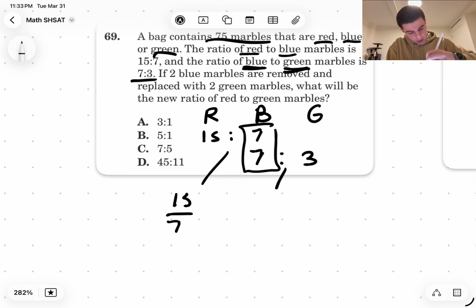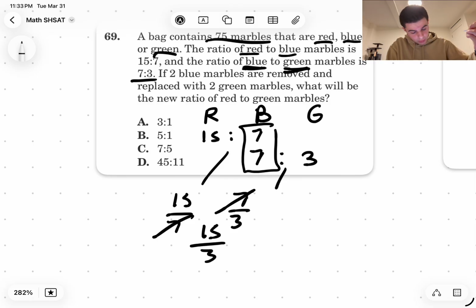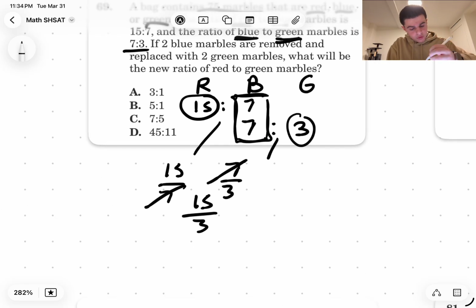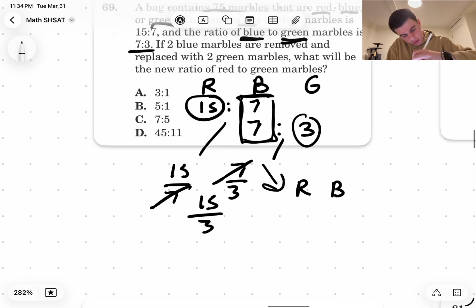We can write this as 7 over 3. So we see that these two 7s cancel out, and we get 15 over 3. So we can actually directly compare the amount of red marbles to the amount of green marbles because we have the same amount of blue marbles. So we can just rewrite this entire thing, red to blue to green, as 15 to 7 to 3.